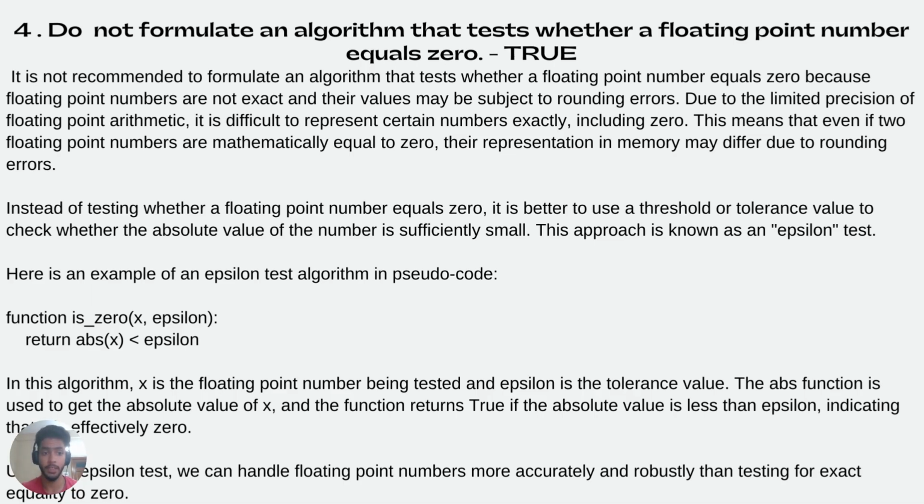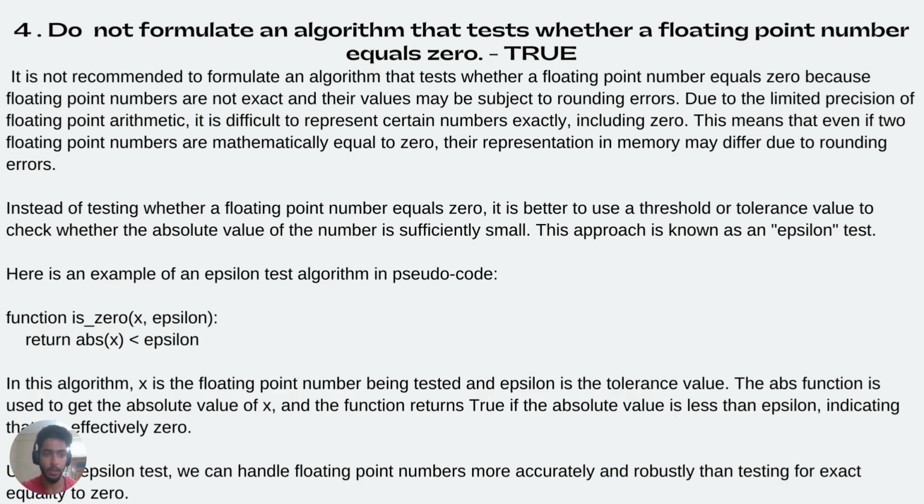And instead of testing whether a floating point number equals zero, it is better to use a threshold or tolerance value to check that the absolute value of the number is sufficiently small. And this approach is known as the epsilon test. Here's an example of epsilon test in pseudocode.